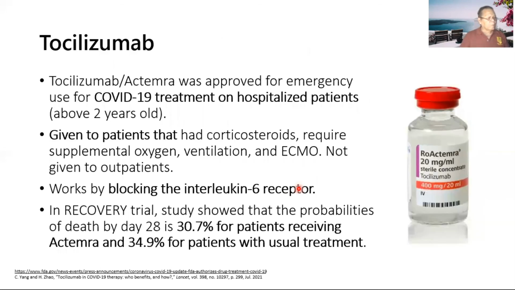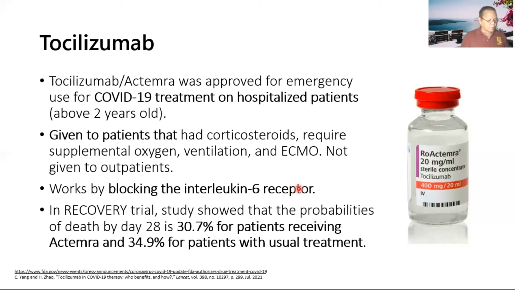Now, the most recently approved is tocilizumab. This monoclonal antibody is also known commercially as Actemra. Actemra was approved for emergency use for COVID-19 treatment in hospitalized patients, above 2 years old, different from sotrovimab and REGEN-COV, which are only administered to outpatients. Tocilizumab is given to inpatients that receive corticosteroids and require supplemental oxygen, ventilation in any form, or ECMO support. Tocilizumab works by blocking the interleukin-6 receptor, one of the inflammation parameters.